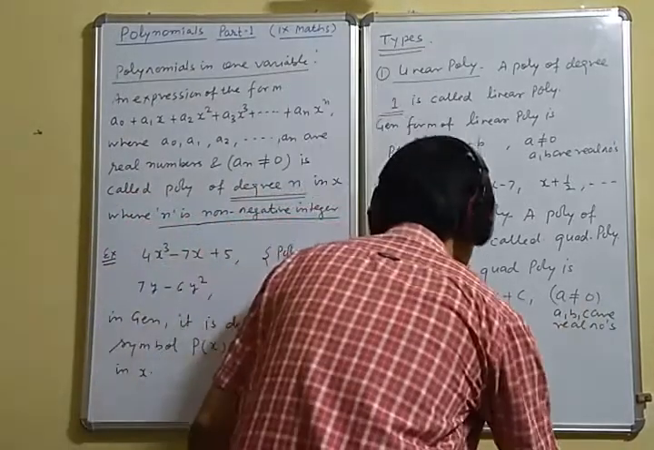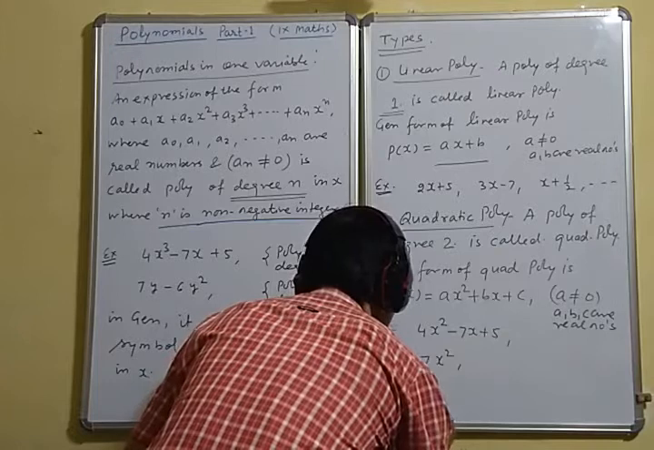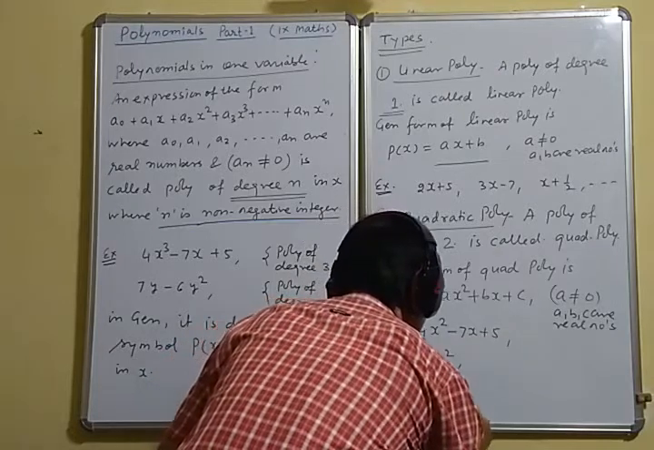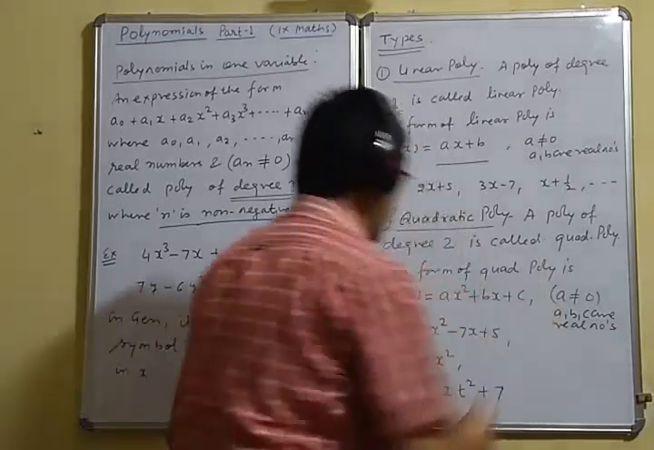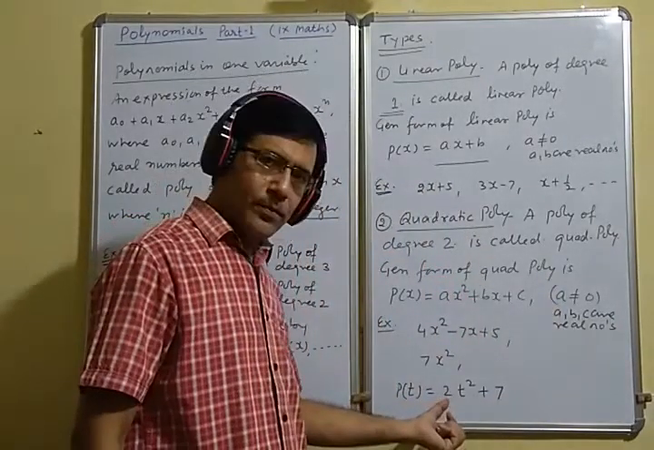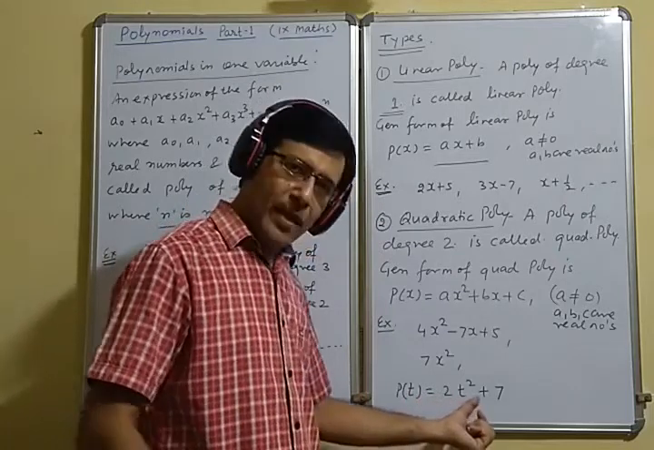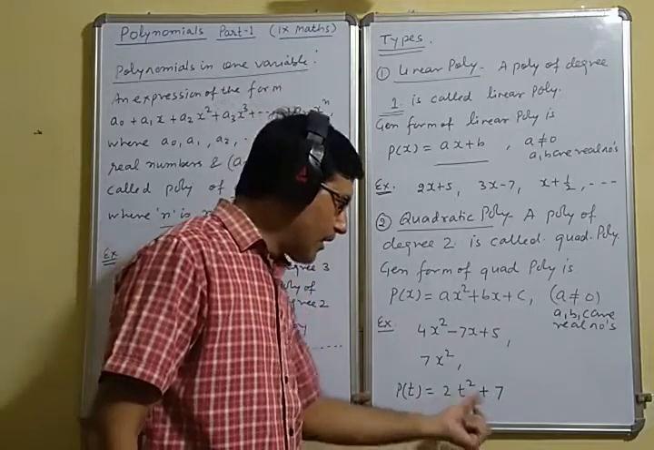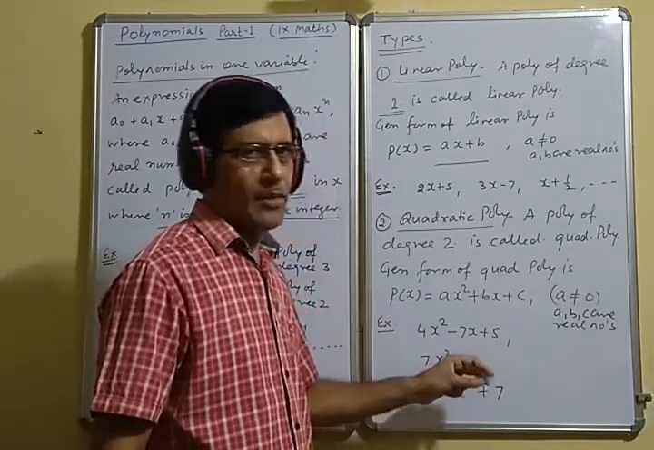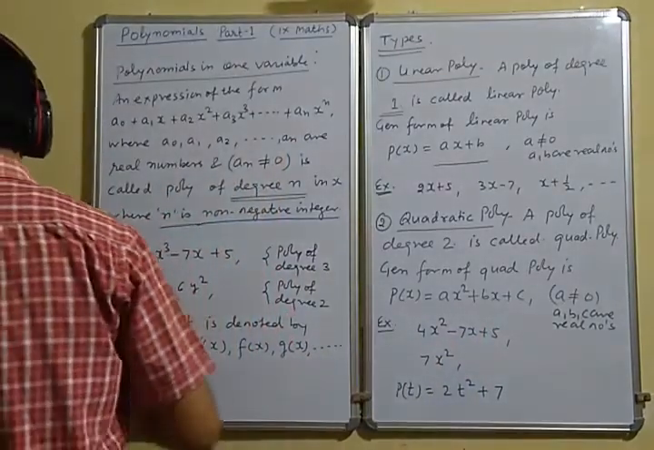Okay, write another example. Polynomial in t: 2t square plus 7. Here a is 2, b is 0 and c is 7. So its degree is 2, that's why it is called a quadratic polynomial. Now we will learn cubic polynomial.